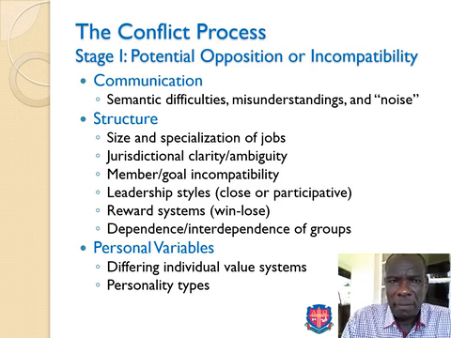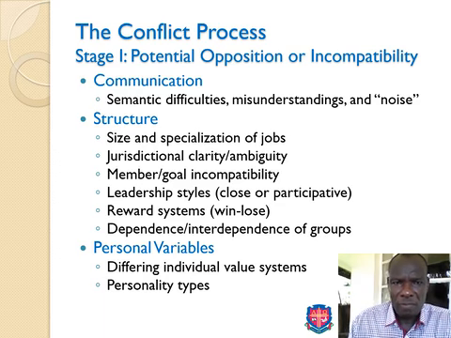The conflict process. We start with stage 1, which is the potential opposition or incompatibility. It has some components, namely communication, where there are semantic difficulties, where there are misunderstandings, where there is noise. Once you have that, you're likely to have a conflict. And that's the beginning of conflict.